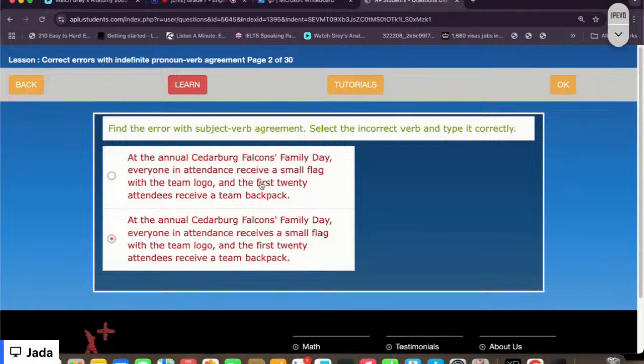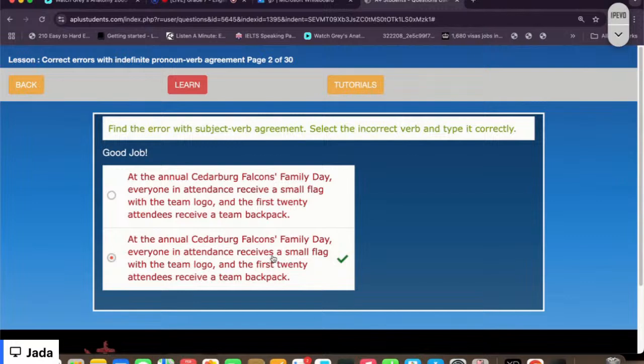Okay, so we have everyone, which is singular. So you need to have a singular verb which ends with s.